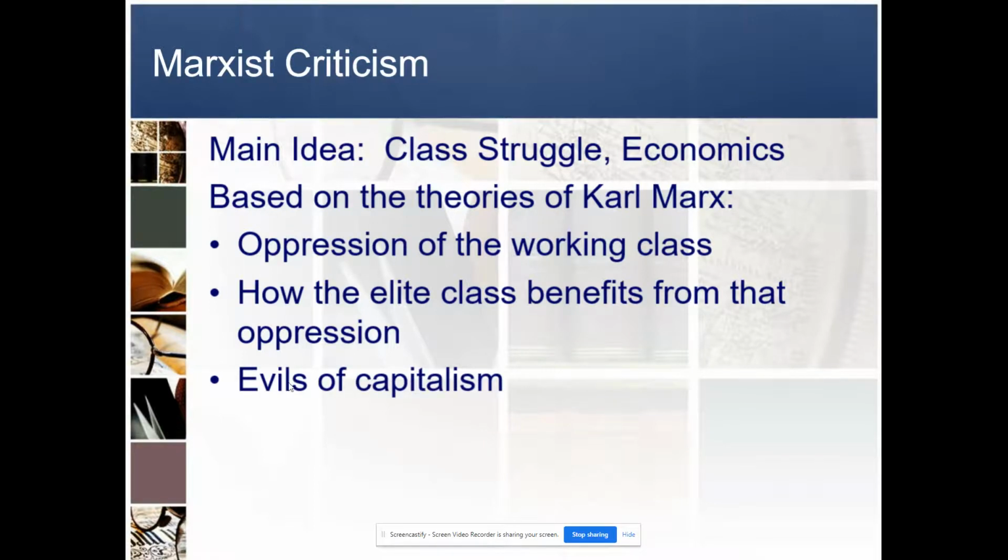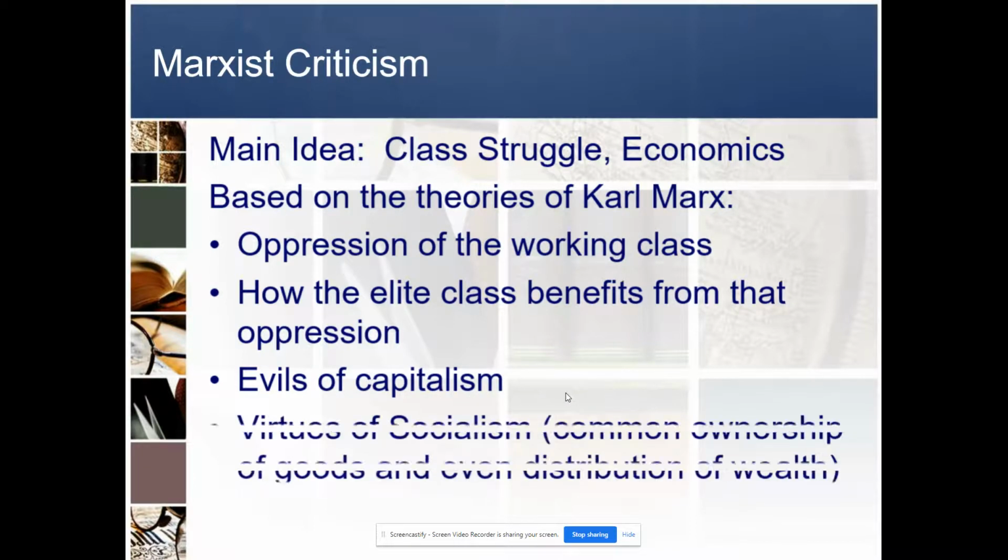He talked a lot about the evils of capitalism, which, by the way, is our current economic system in the United States, and the virtues of socialism. Socialism meaning common ownership of goods and even distribution of wealth. This is something that you guys are probably a little more familiar with than students of the past because of Bernie Sanders, for example, who talks about it a lot.